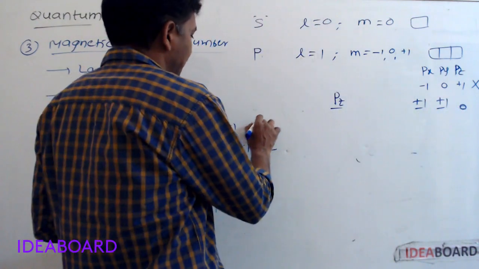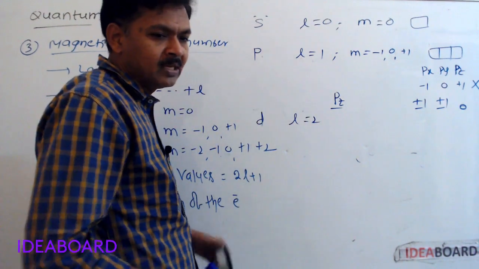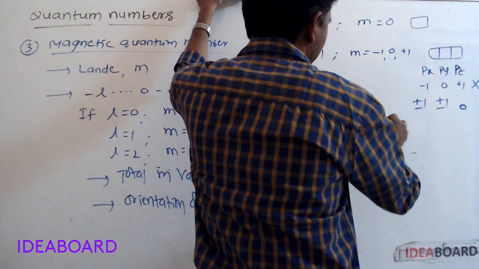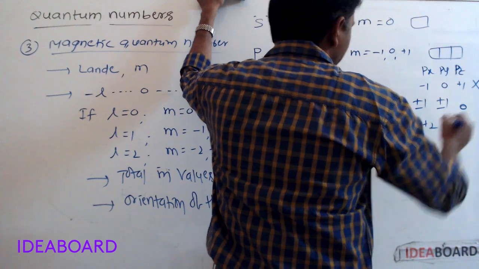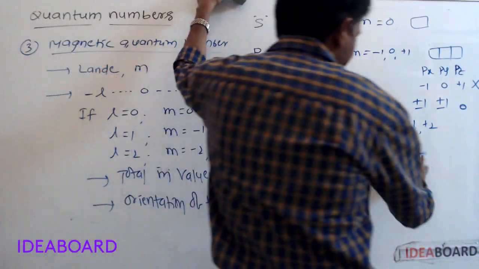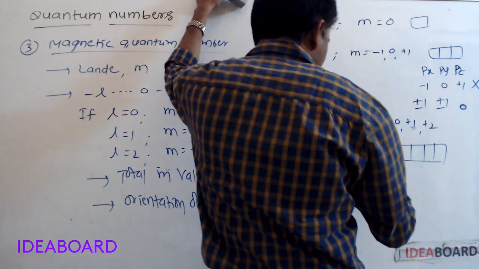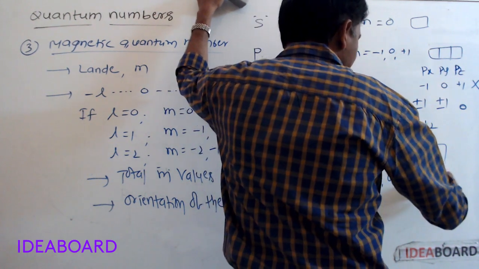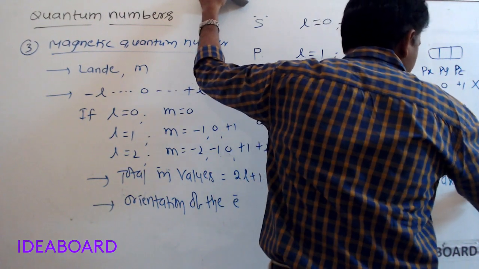Like that for d subshell. For d subshell, L is equal to 2. L equal to 2 means m values are minus 2, minus 1, 0, plus 1, plus 2. Total number of m values is 5. It indicates that the d subshell contains 5 orbitals. They are dxy, dyz, dzx, dx square minus y square and dz square.